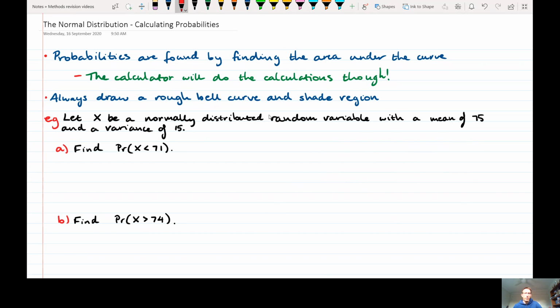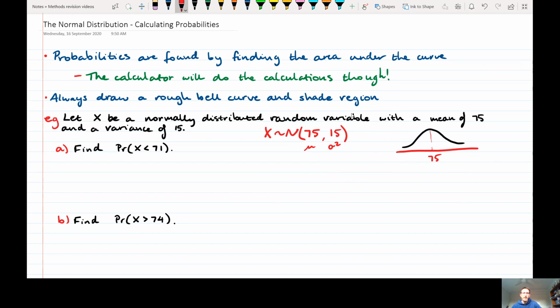So let X be a normally distributed random variable with a mean of 75. We always do the mean first. The mean goes there, and then the variance goes second, so 15, like that. So let's draw a bell curve. There's a horizontal-ish line, and there's a bell curve there. It does not have to be perfect by any stretch. And you're going to mark in the mean.